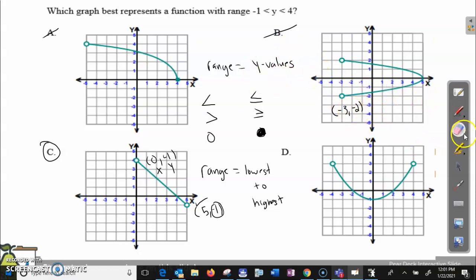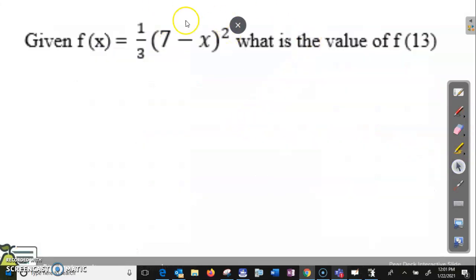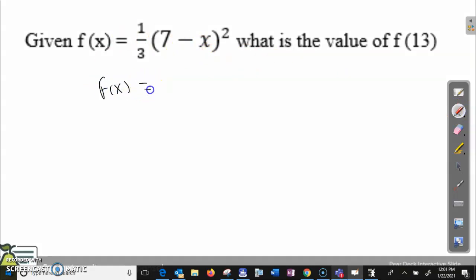So here we go. Let me go ahead and clear all of this. Next question. Perfect. This one right here, guys. I'm going to show you the easiest shortcut when doing this problem. So the question is f of x equals 1 over 3 parentheses 7 minus x squared. They want f of 13. And if you notice, this is why I set it up like this, guys. They're right on top of each other. So that means my x turns into 13. So this becomes 1 over 3 parentheses 7 minus 13 squared.